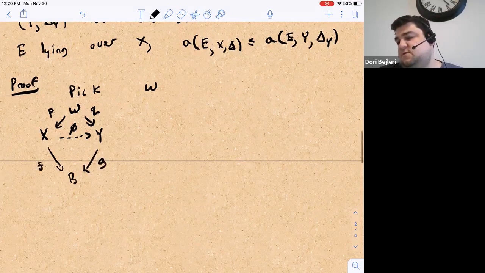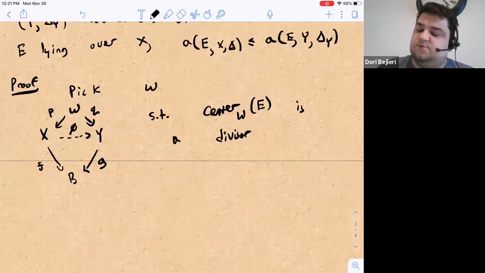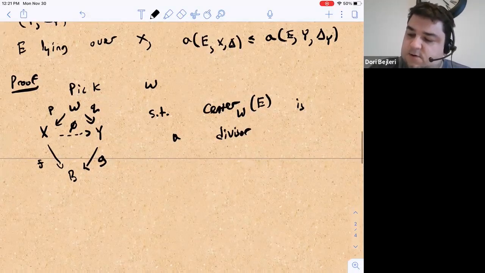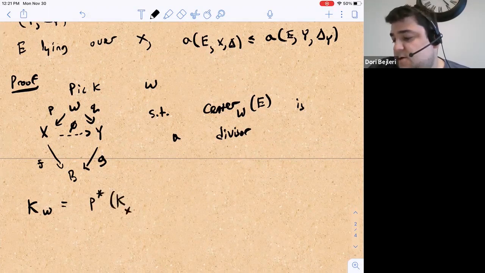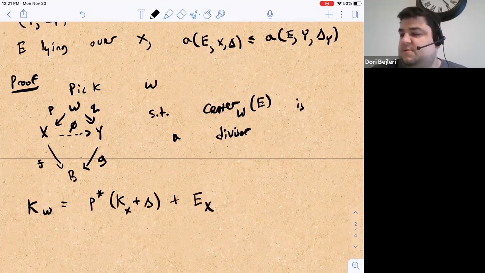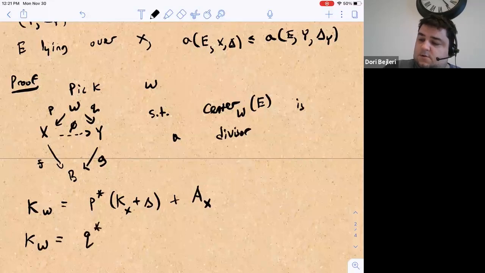And then assume also that the center on W of E is a divisor. So pick some resolution of indeterminacies that sees the divisor that we're working with, that we want to prove something about the discrepancies on. Now let's write down our discrepancy equation for both sides. So K_W is P upper star (K_X plus delta) plus, let me call it A_X, the discrepancy divisor for X. And then we have the discrepancy divisor for Y.